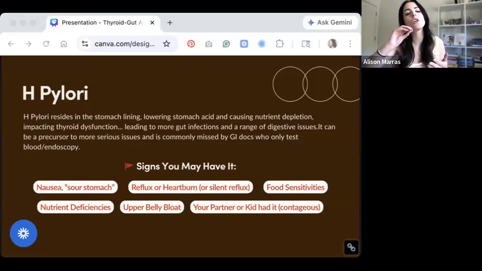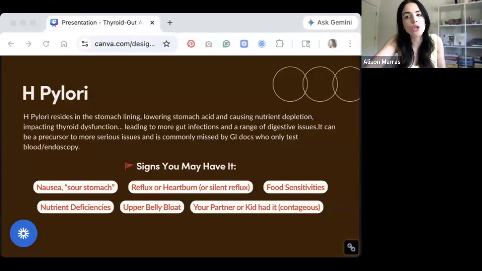Food sensitivities, nutrient deficiency. So if you're getting your blood work done and it's like you're low in X and Y and Z and you're like, I take a multivitamin, I eat well, what the heck? We often see that bacteria or infections or overgrowths are kind of stealing a lot of the nutrients, or you are unable to actually absorb nutrients. Upper belly bloat, so this would be a little bit higher up bloat.